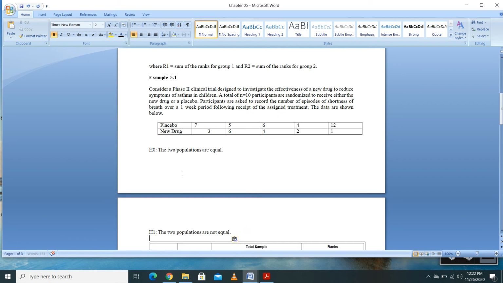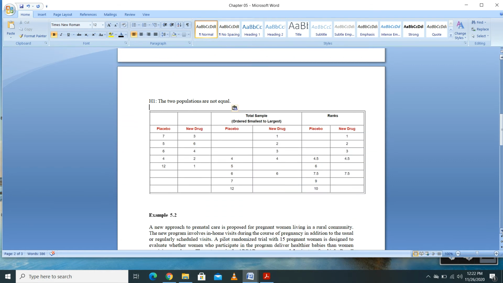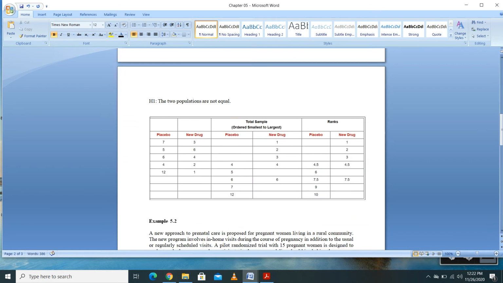So the first thing is we can write the hypothesis, that is the 2 populations are equal and the 2 populations are not equal. Then we are going to do the calculation, right? You can see, now these are the values of the patients who were given the placebo, and these are the values of the patients who were given the new drug.